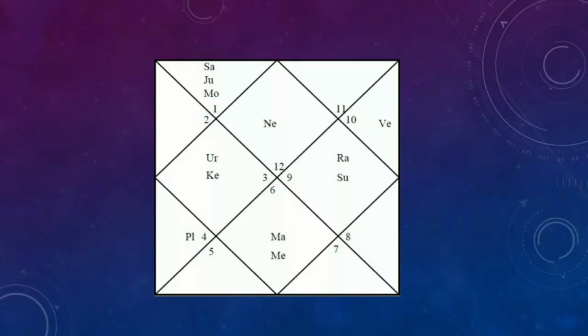You can see over here that Jupiter is also there, but Jupiter was unable to save that relationship, because the 2nd house is the house of marriage too, and over here Jupiter couldn't save this relationship.